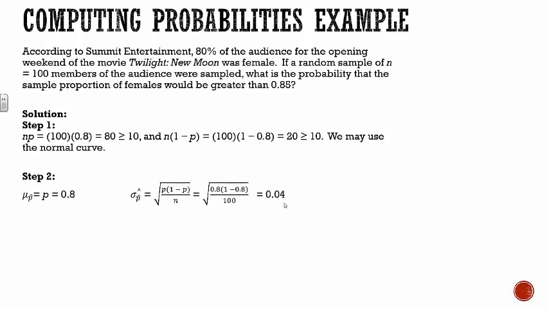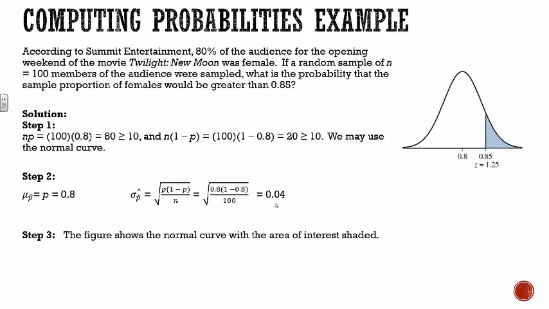So with that being said, I'm going to go ahead and find the mean of my proportions and the standard deviation of my proportions. The mean of my proportion is 0.8, which is given in the problem. Remember, it's just the proportion given. And then my standard deviation of my sample proportions is the square root of P times 1 minus P over N. Plugging in those numbers, I get 0.04.